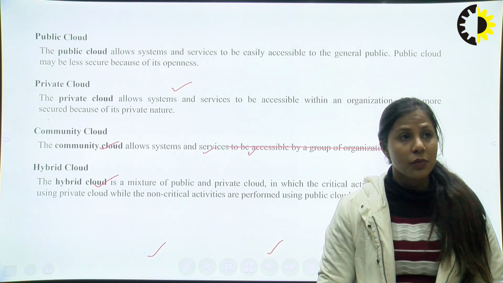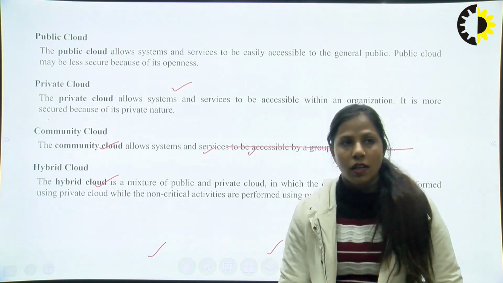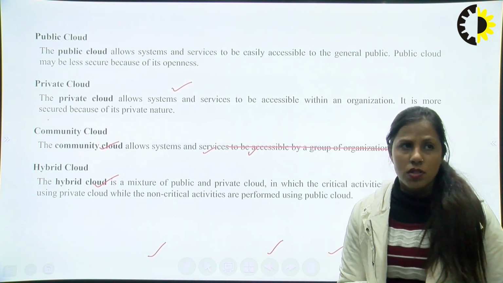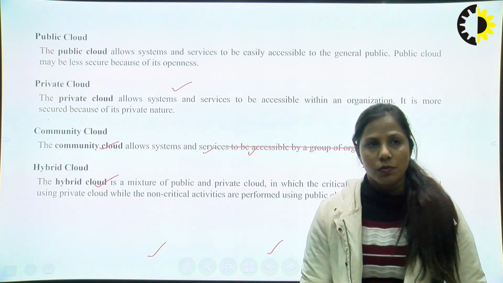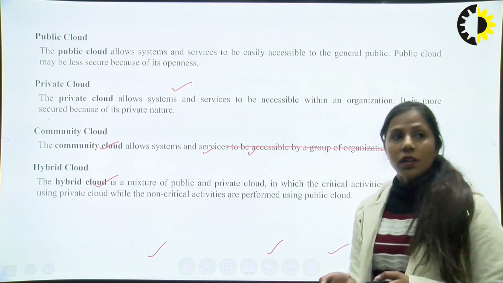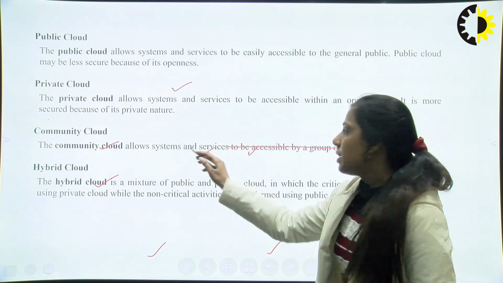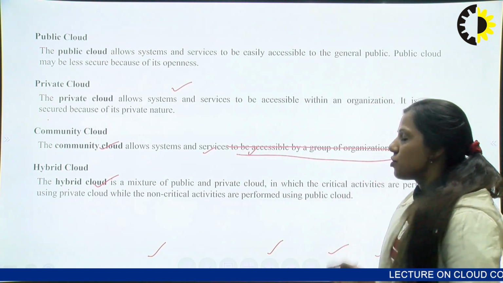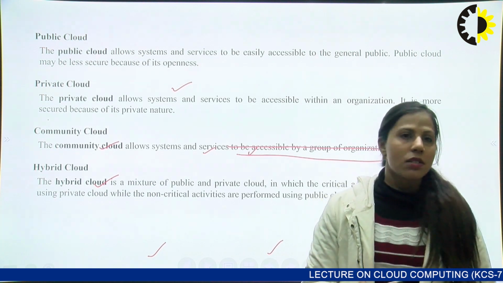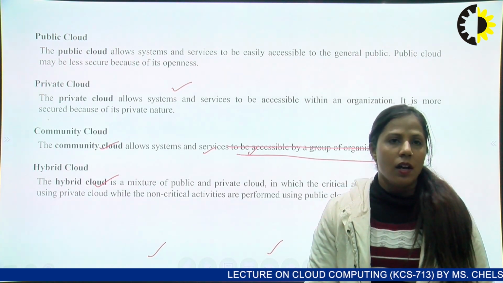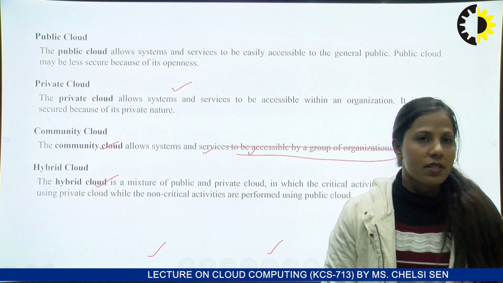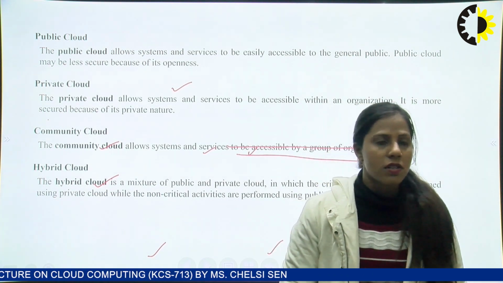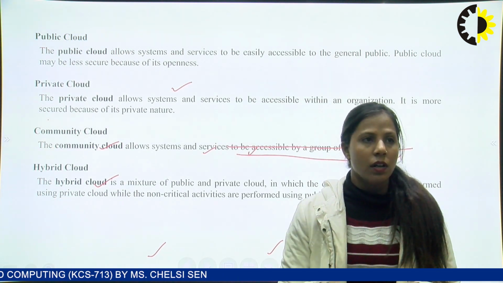Now, next consider the private cloud. It allows the system and services to be accessible within an organization. It is more secure because of its private nature. Now, coming to the community cloud, it allows the system and services to be accessible by a group of organizations. We can say that various MNCs have different headquarters, different branches, so it can be accessed through those particular branches.